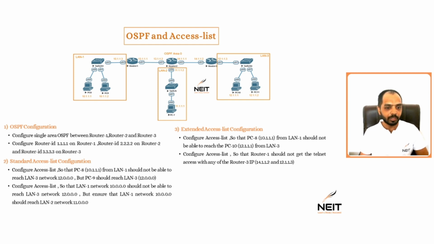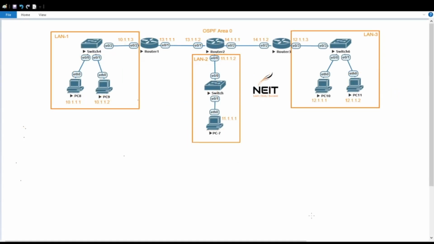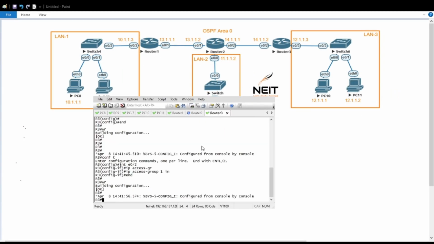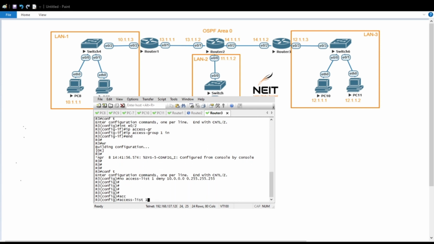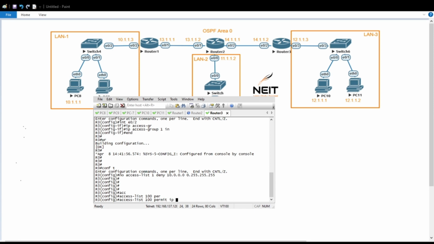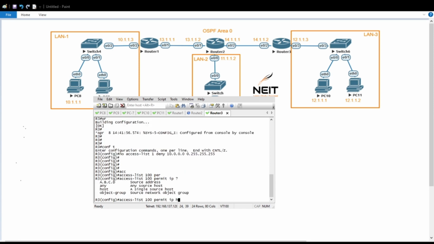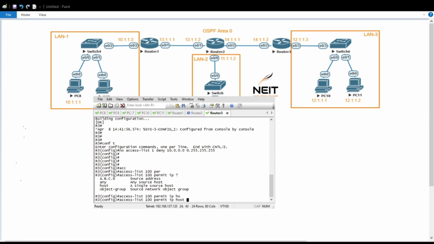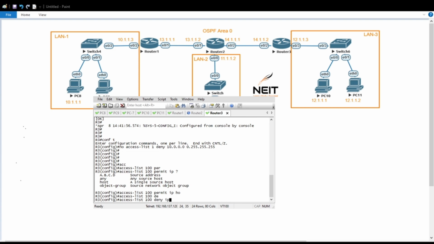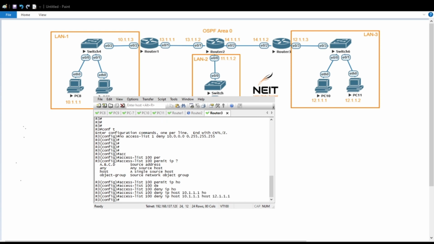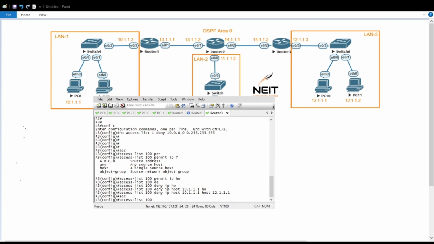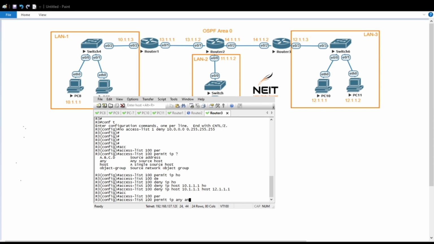So now we will create this extended access list on router 3. Let's remove the previous access list. We have to create the extended access list, access-list 100, permit ip. If you hit a question mark, here you match a single host. Sorry, we have to deny the traffic: deny ip host 10.1.1.1 host 12.1.1.1. So we are simply denying the traffic from 10.1 to 12.1 and the rest we have to permit. Access-list 100 permit ip from any source to any destination.